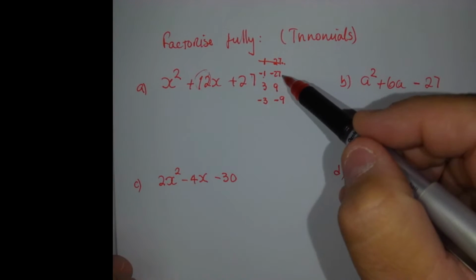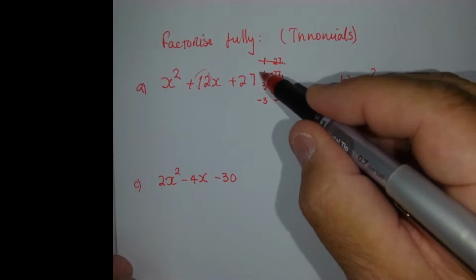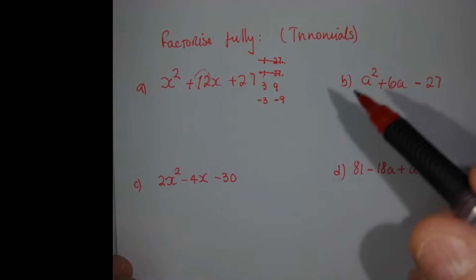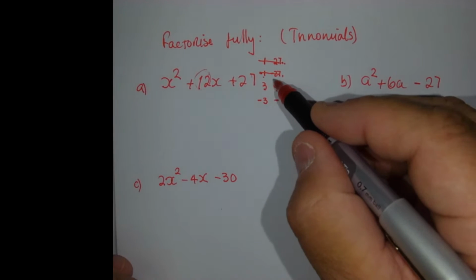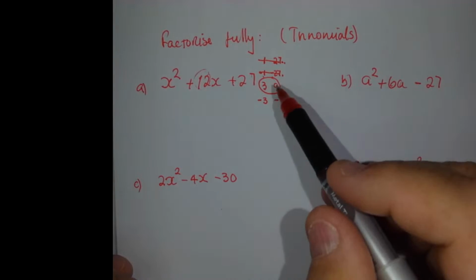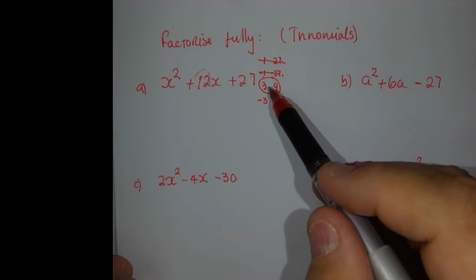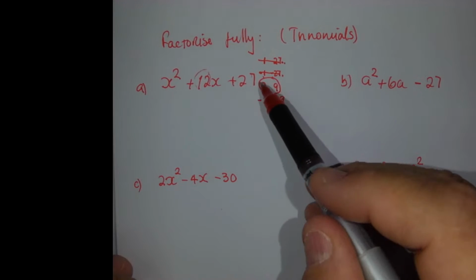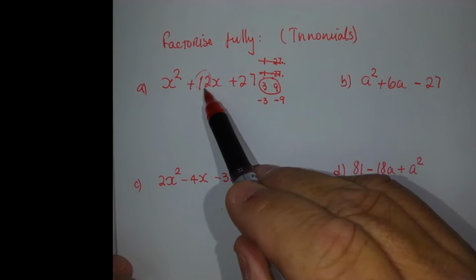Minus 1 minus 27, that doesn't help me because the answer is going to be negative anyway, and I'm looking for a positive answer. Then I've come to 3 and 9. Now 3 plus 9 is equal to 12. So here I've got a pair of numbers that multiply together to give 27 and added together give positive 12.